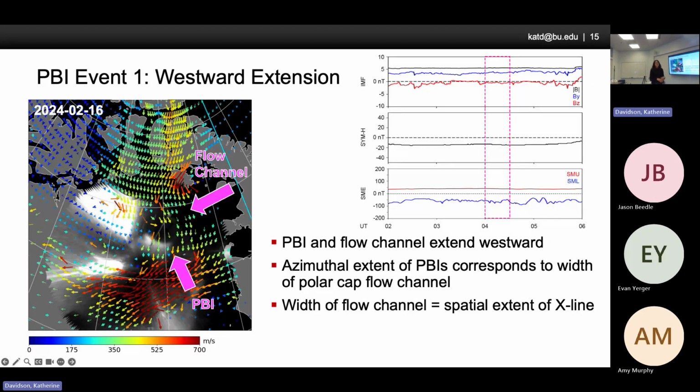So this tells us that the azimuthal extent of the PBIs corresponds to the width of the polar cap flow channel coming in. And again, relating this to the magnetotail, this is telling us that the width of that inflow channel triggering reconnection is roughly equal to the spatial extent of the X-line.